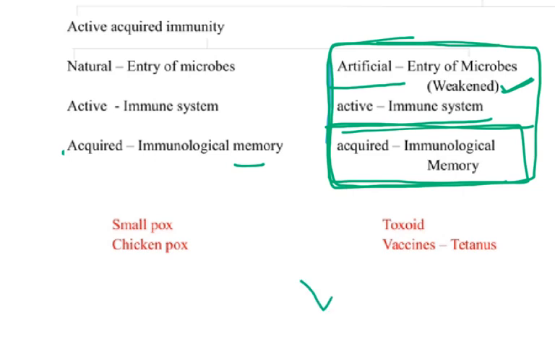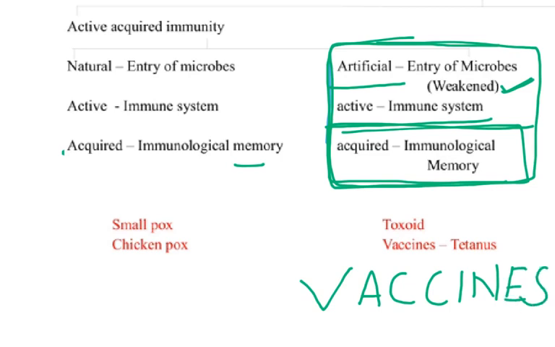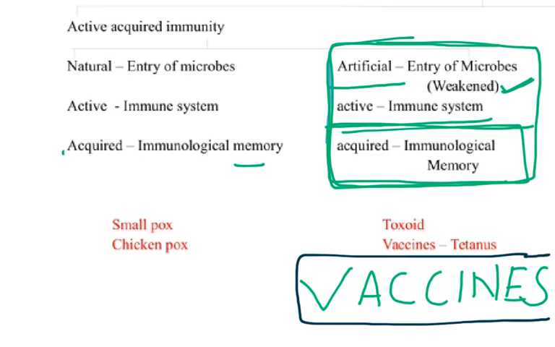This process nowadays became very famous, and it is called vaccines. The mechanism of a vaccine: we are exposing the body to a particular microbe in a weakened or killed form, to develop immunological memory, that is, memory cells. The process we call artificial active acquired immunity. The entry of microbes is artificial, which makes our immune system active and develops memory cells, without any infection.